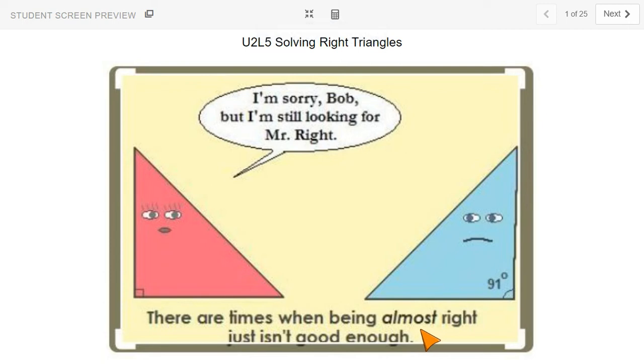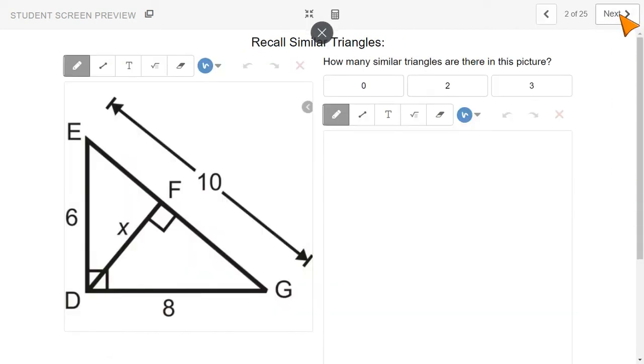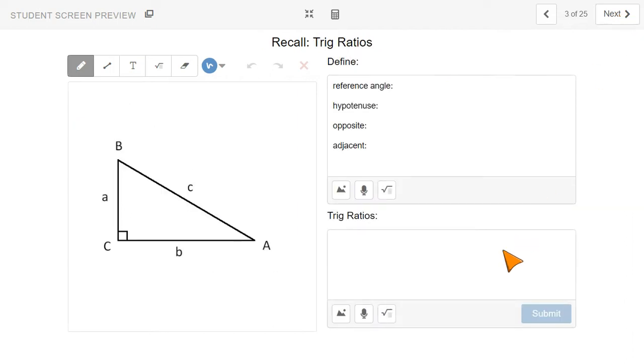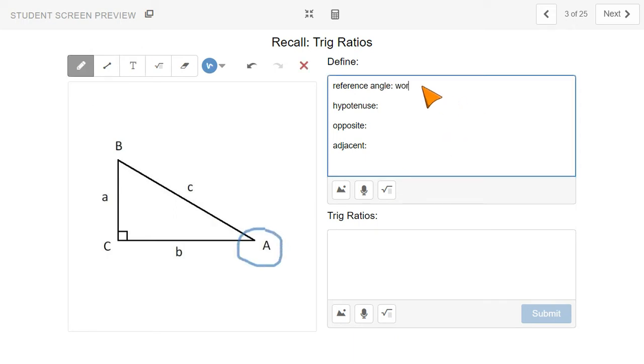Today we're going to look at solving right triangles. Let's recall when we're talking about a triangle, we need to talk about a reference angle if we're going to do trigonometry. Let's say A is our reference angle. We could also call this the working angle, the reason being is we are working with it.